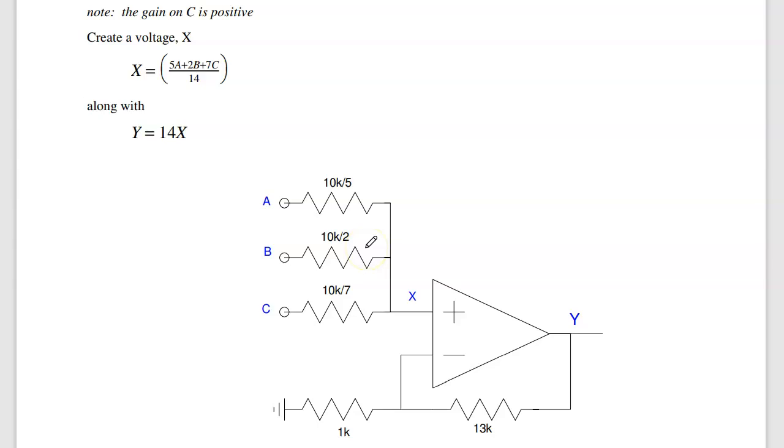To clear the denominator, I want a gain of 14. So add a non-inverting amplifier with a gain of 14. Gives you 1 plus the ratio, 13 to 1. And now y is 14 times x, or y is 5a plus 2b plus 7c.